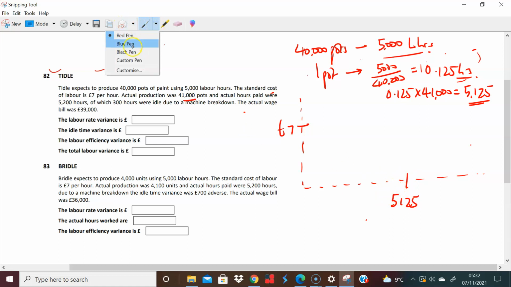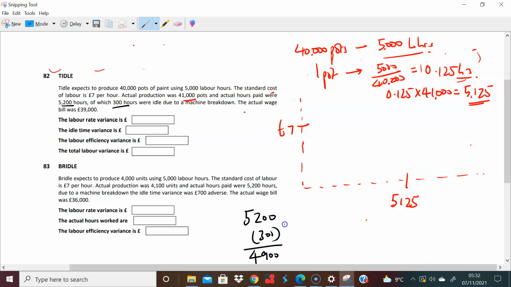Now, what happens next is important. It says here that actual hours paid for were 5,200. So 5,200. But of these 5,200 hours that were paid, 300 were idle. So you actually made the products in 5,200 minus 300, which is 4,900 hours, but you were hanging around for 300 hours. So the actual time you spent making the products was 4,900. So we expected you to do it in 5,125, but you actually spent 4,900 working on the product.